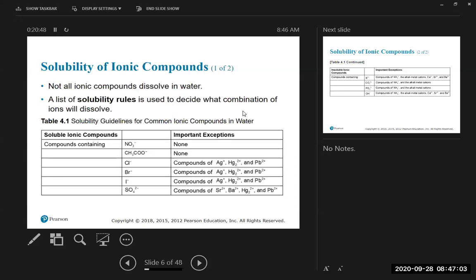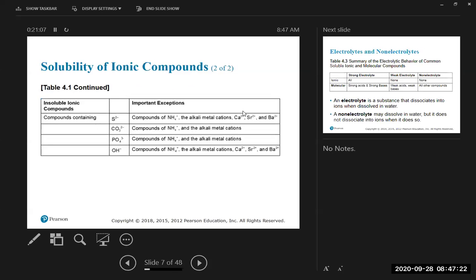The idea here is to give you some examples of soluble ionic compounds. And for the most part, these will be soluble. There are some exceptions. And like I said, that silver chloride one is a biggie, and that's used all the time.